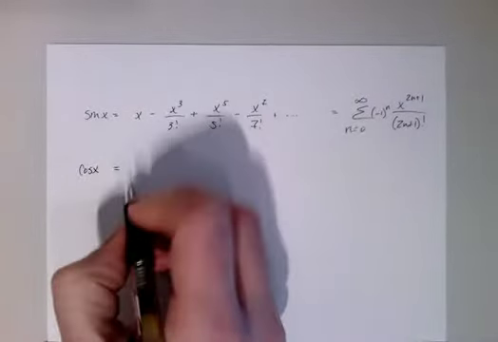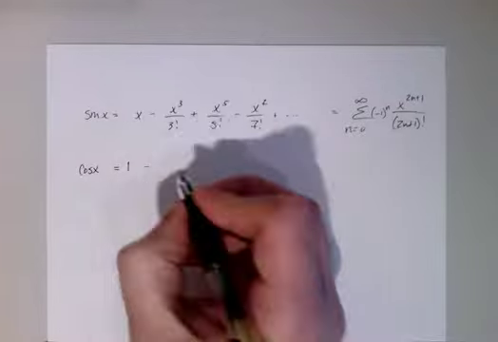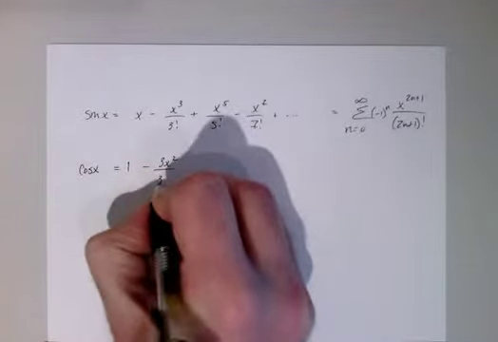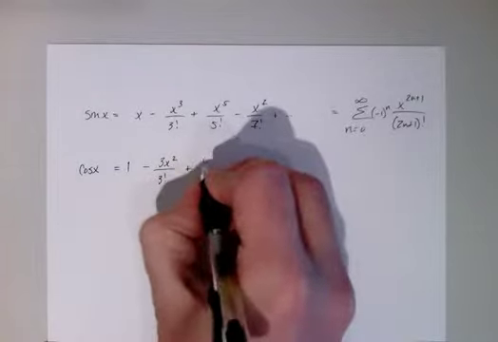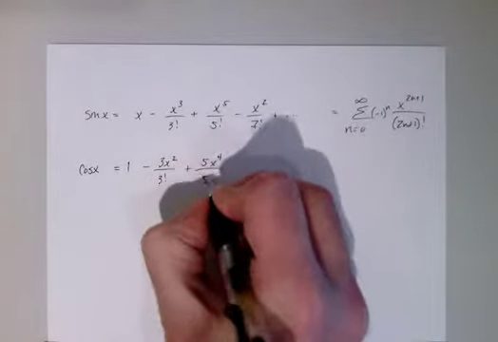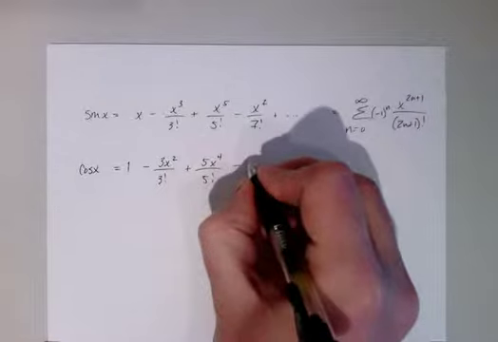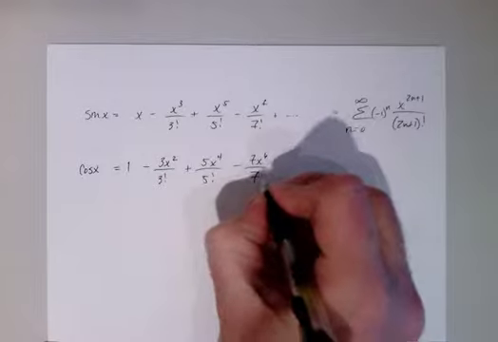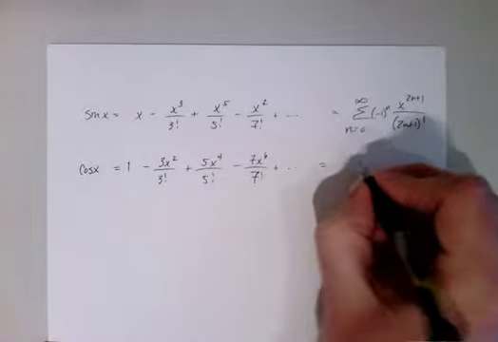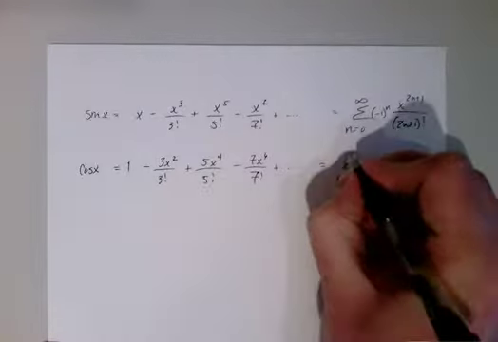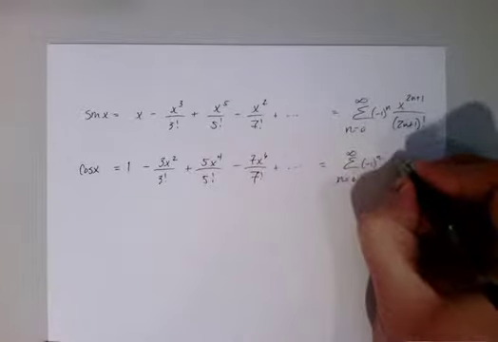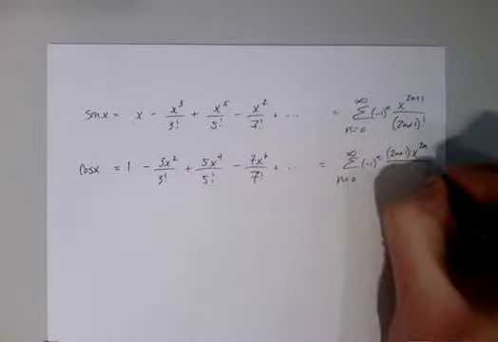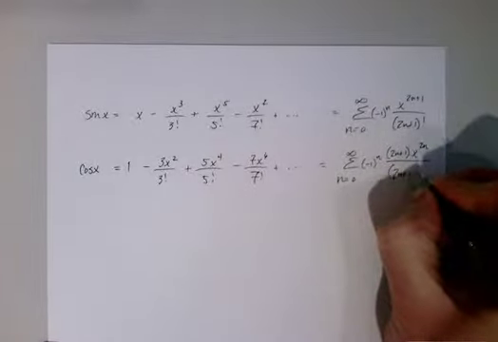Cosine, okay, what's the derivative of x? Well, the derivative of x is 1. What's the derivative of x cubed? Well, it's 3x squared over 3 factorial, and this is 5x to the 4th over 5 factorial, and this is 7x to the 6th over 7 factorial. What we have here is n equals 0 to infinity of negative 1 to the n, 2n plus 1 times x to the 2n, over 2n plus 1 factorial.